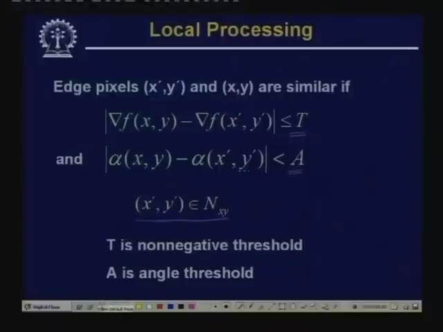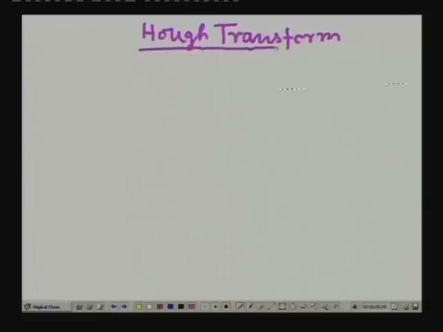What we have to go for is the global processing technique, and the global processing technique that we will discuss today is called the Hough transformation. So, it is the Hough transform. So, what is this Hough transform? The Hough transform is a mapping from the spatial domain to a parameter space.